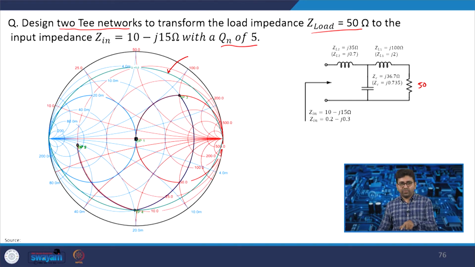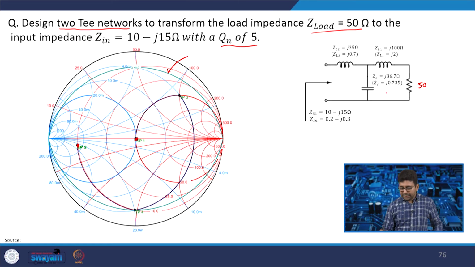Once the Q equal to 5 circle is drawn, the next step is to locate both your Z load point and Z in point. In this case your Z load is 50 ohm, so this is the 50 ohm point, and your Z in is 10 minus J 15, so it is the 10 minus J 15 point. Once you have located those points and the quality factor Q, you can try to solve the problem.